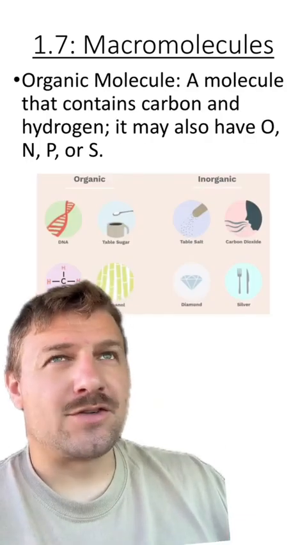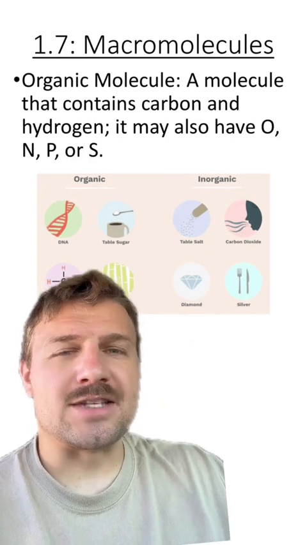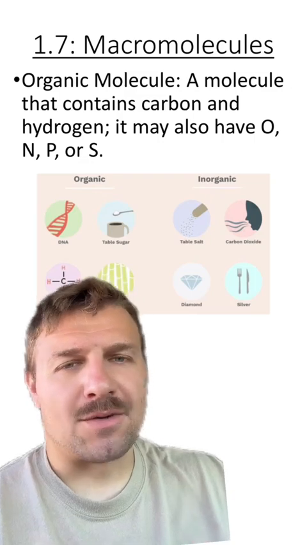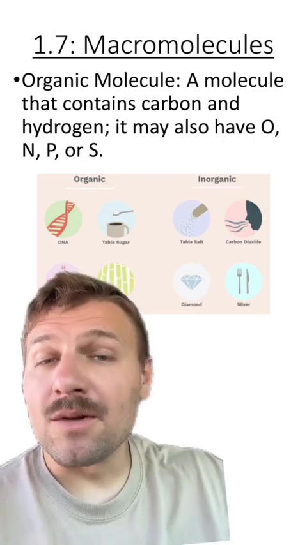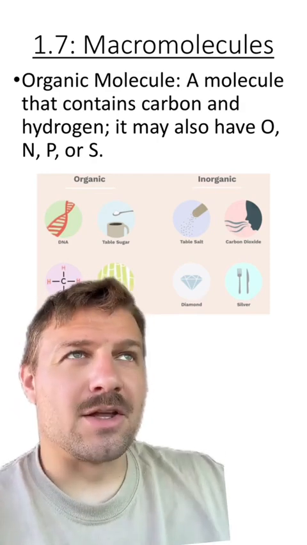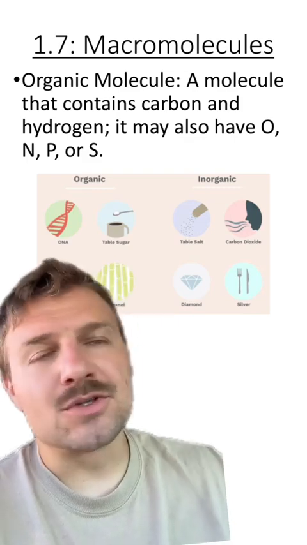I also like to review what an organic molecule is at this point, and it's not like the organic things that you see at a grocery store. An organic molecule is a molecule that contains both carbon and hydrogen. And like I said before, it may also contain oxygen, nitrogen, phosphorus, and sulfur. Inorganic molecules, on the other hand, typically don't contain carbon and hydrogen. This would be like table salt or water.